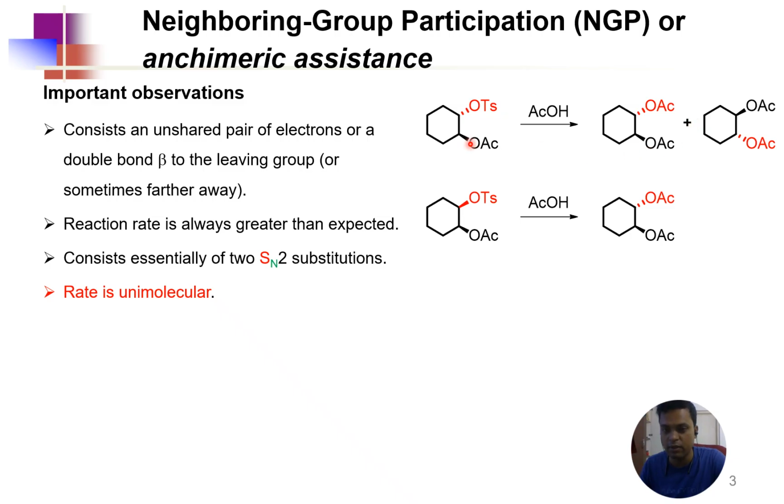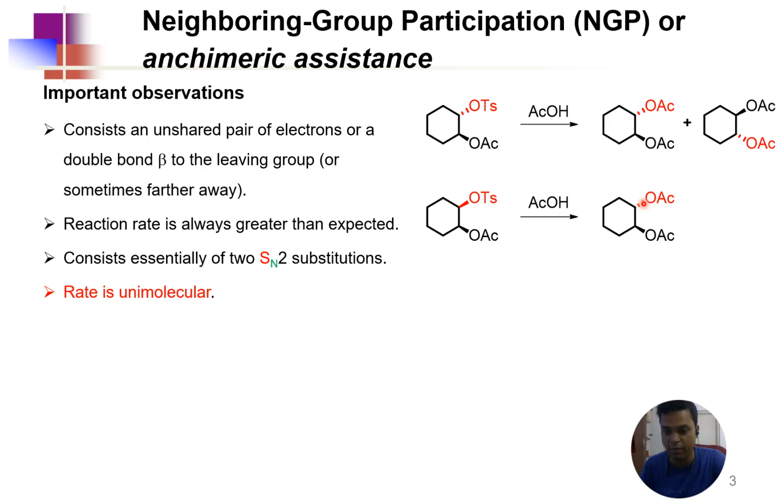You can see here we have above the plane, here we have above the plane, but in this case we see below the plane. In the other case this is below the plane, this is below the plane, this is above the plane, but more or less the stereochemistry between the two carbon centers is always trans. On the other hand, if you start with the two substituents in the cis position, for example tosylate above the plane and acetate above the plane, you end up with the trans isomer.